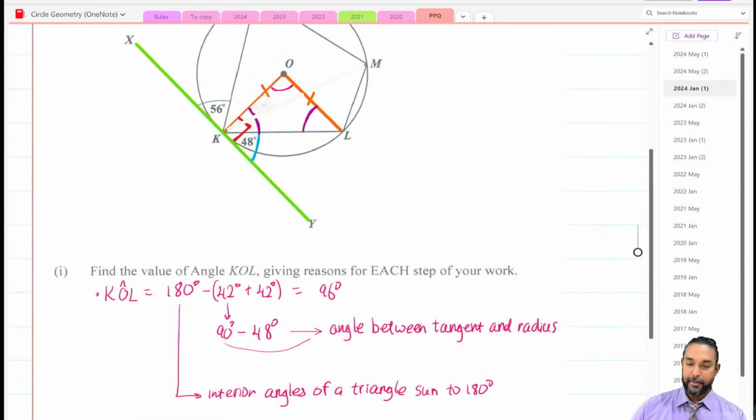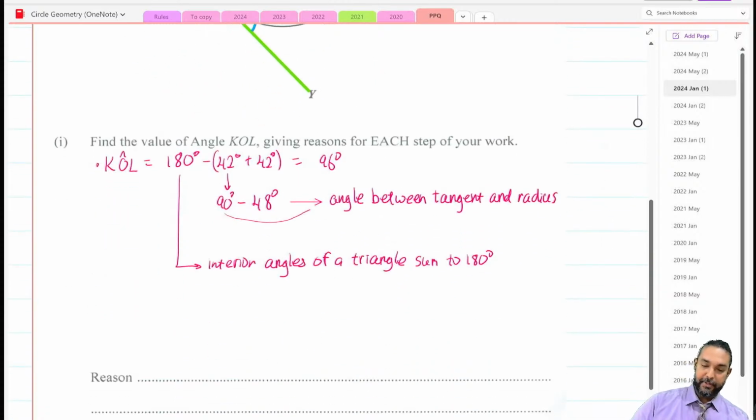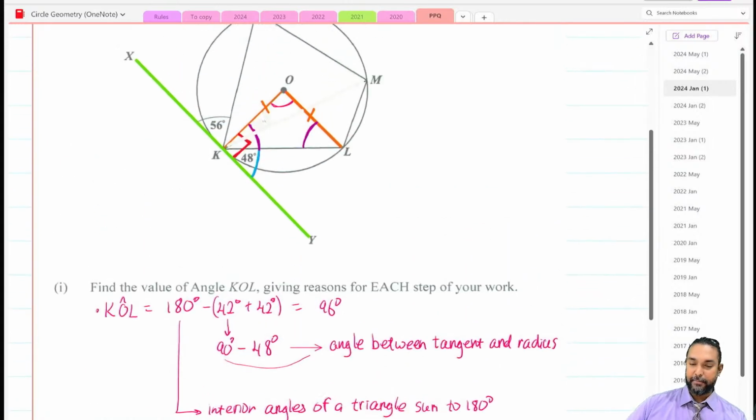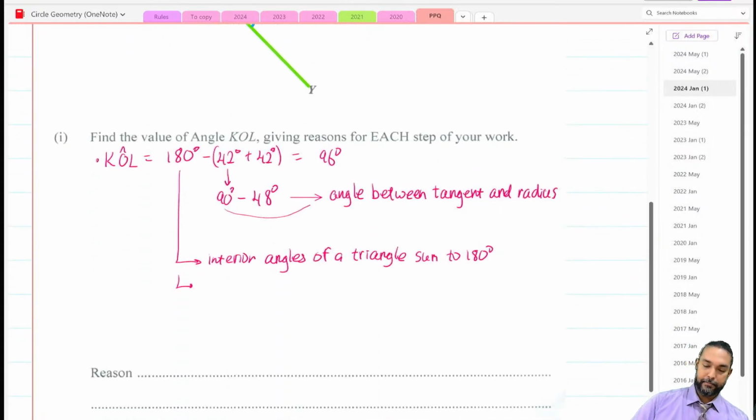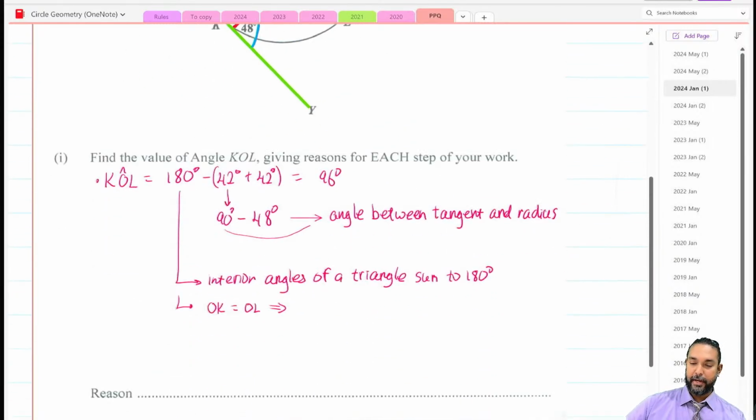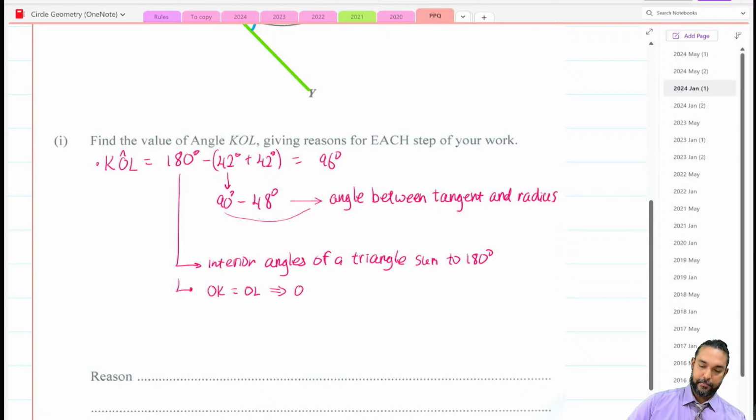And the 42 by 2, because my line is going to get across here. And then also base angles of an isosceles triangle. Oh sorry, I'll put that OK is equal to OL, which therefore implies that triangle OKL is isosceles.